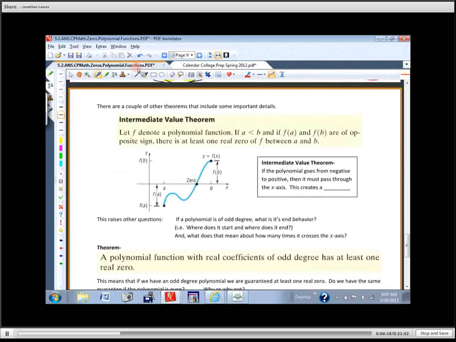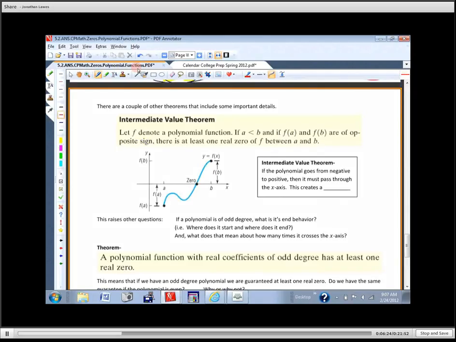So let's take a look at this. There are several theorems on this last page. Again, what's a theorem? A mathematical idea or a mathematical law that's been proven to be true. This is called the intermediate value theorem. I'd like you to cross off intermediate and write middle. That's what intermediate is. So this is called the middle value theorem.